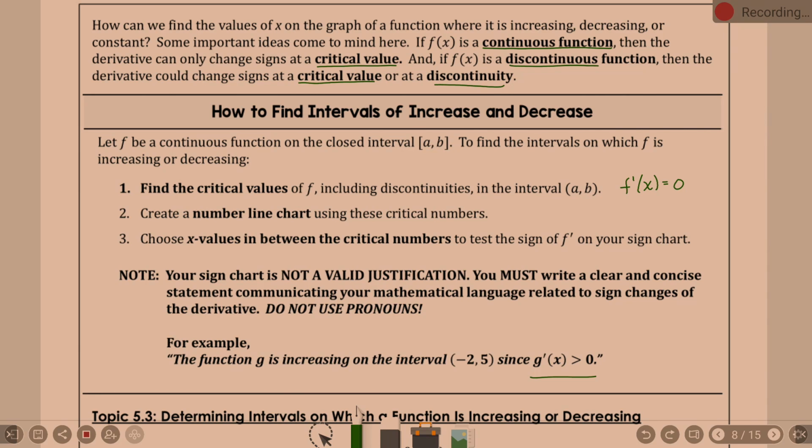I guess it is increasing on the interval. It would be the function. Okay, so in my mind when I first read that, I was like, don't use pronouns. I'm thinking like he and she, but it is a pronoun, yes? So don't just be generic and say it is increasing. Name it. Give it a name.